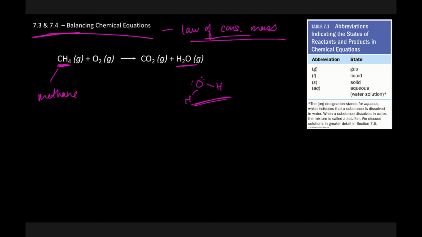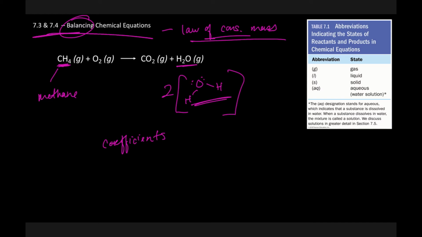And that's where the balancing comes in. That's where the concept of coefficients comes in, okay? I can have more than 1 water molecule. If I had 2 of these, now I have 4 hydrogens. Does that make sense?